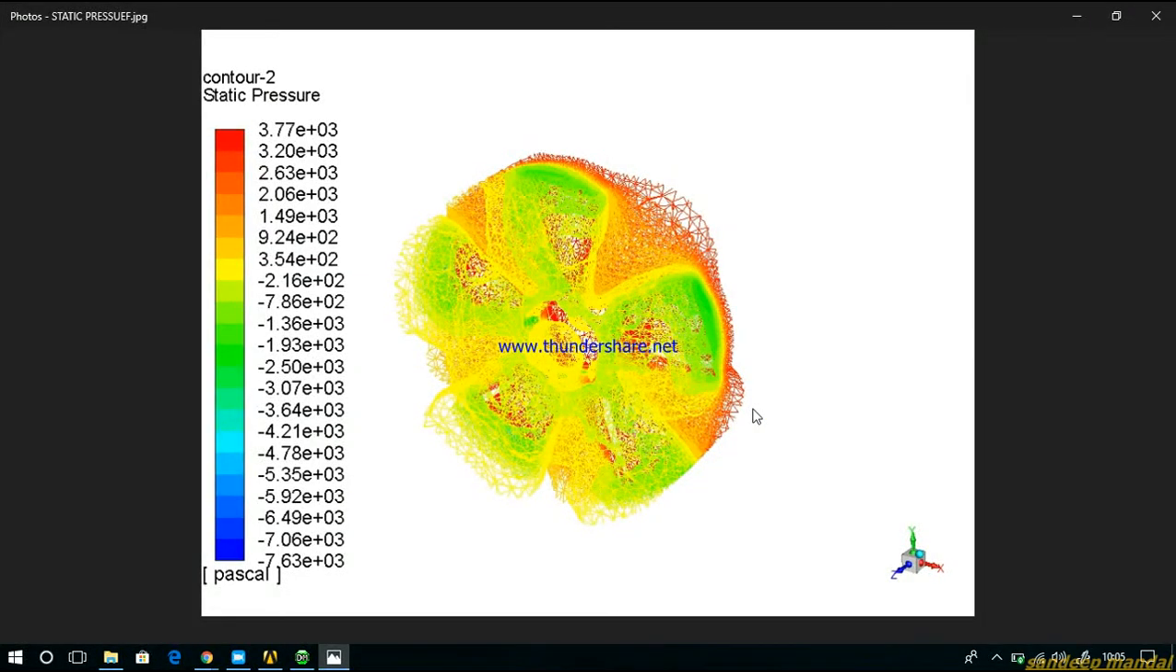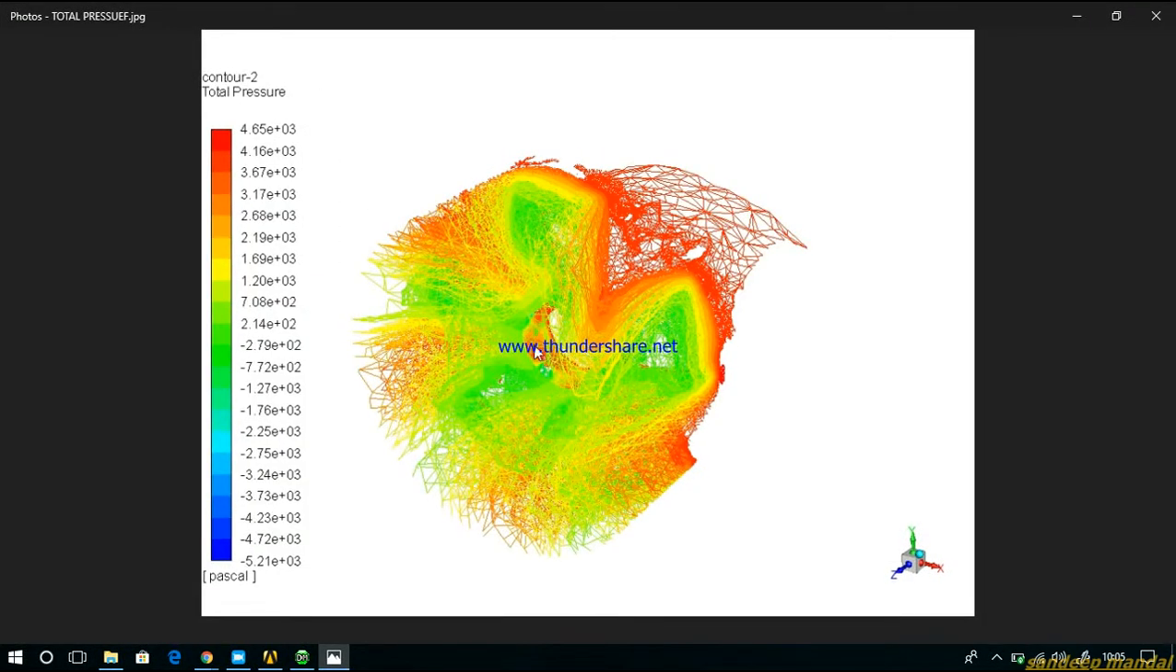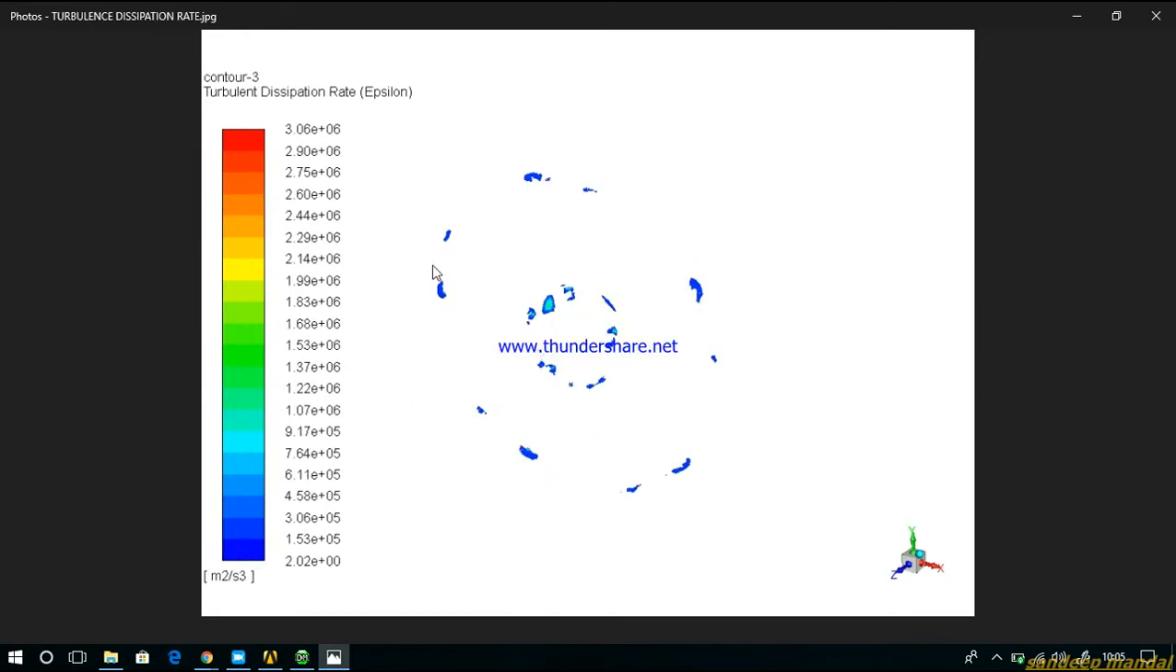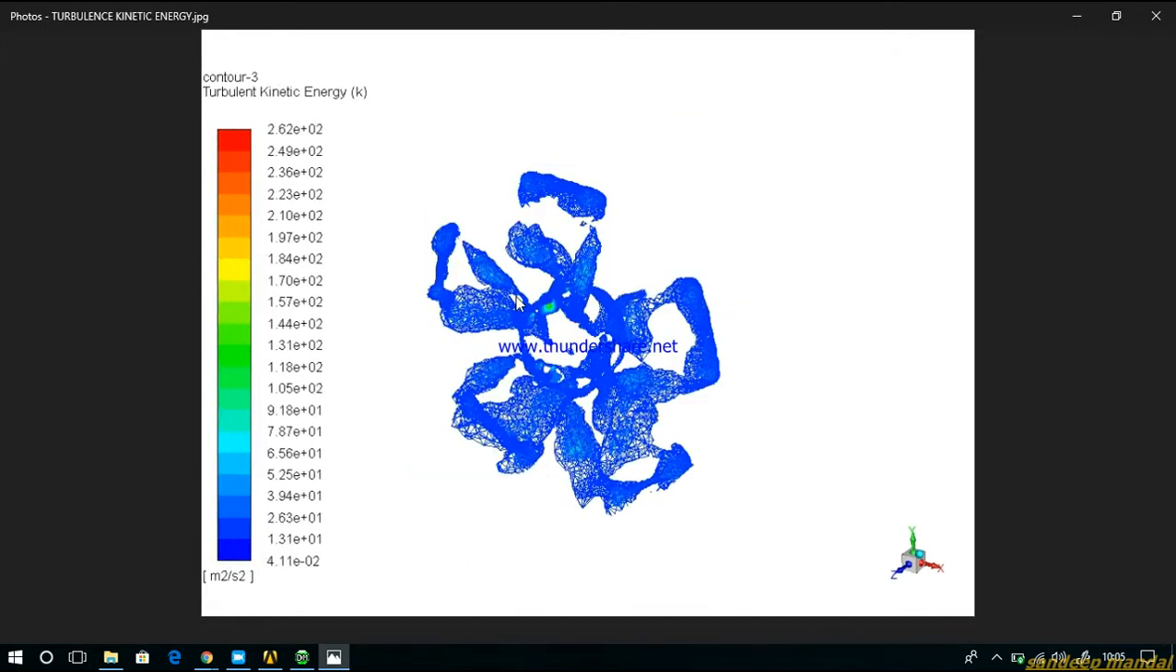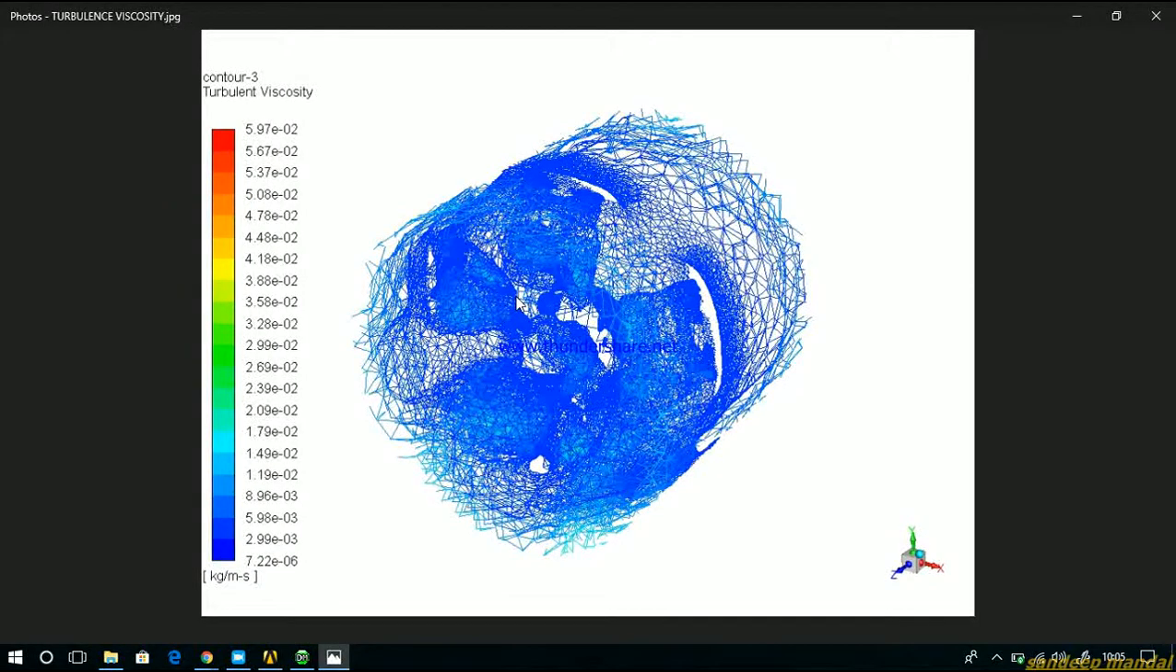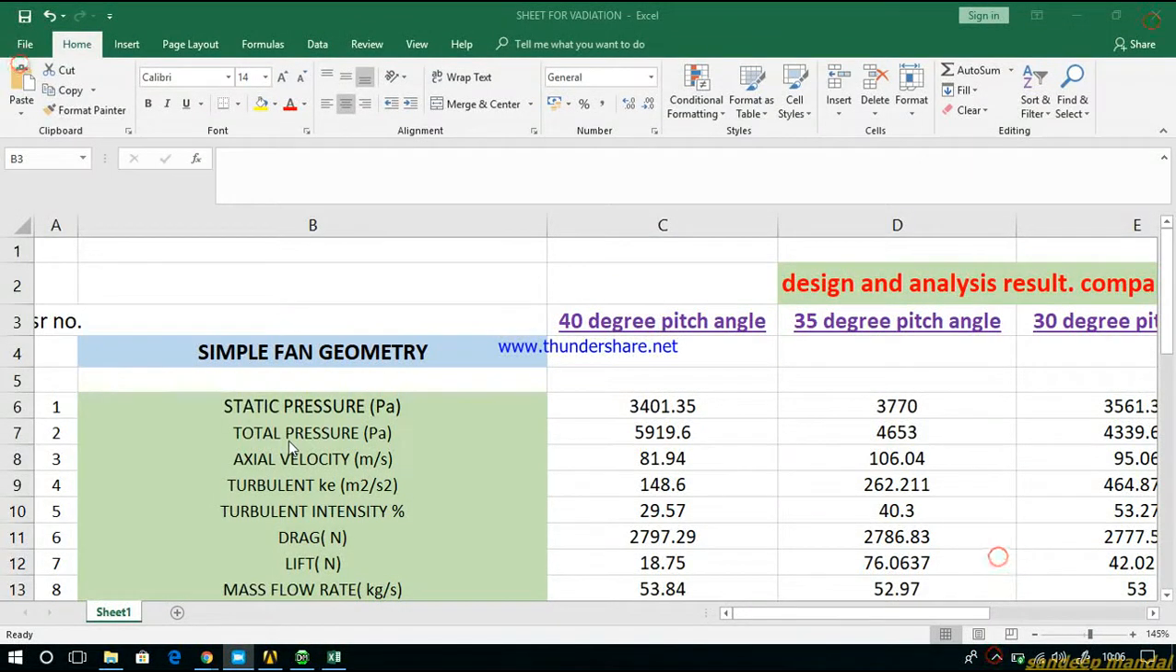This is the static pressure value, this is total pressure, turbulent dissipation rate, turbulence intensity, it is coming out to 40%. You can see here the blade domain is highlighted here.